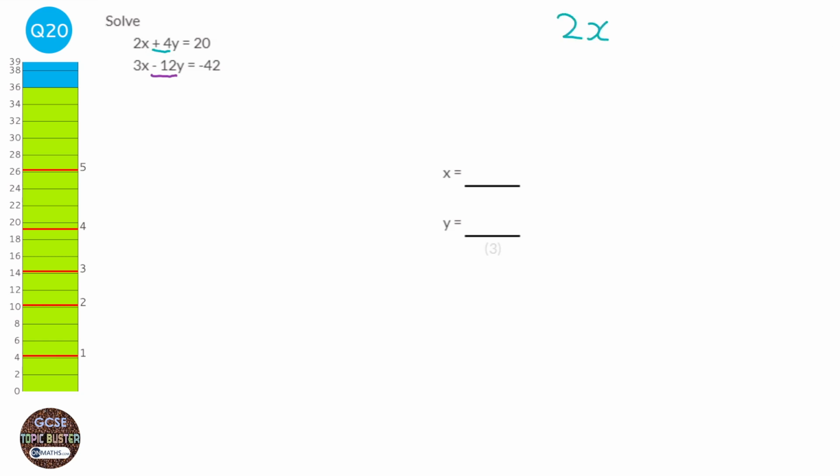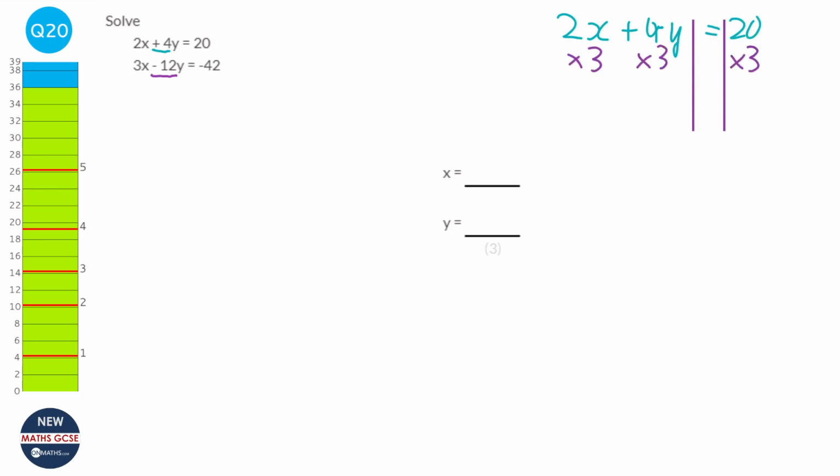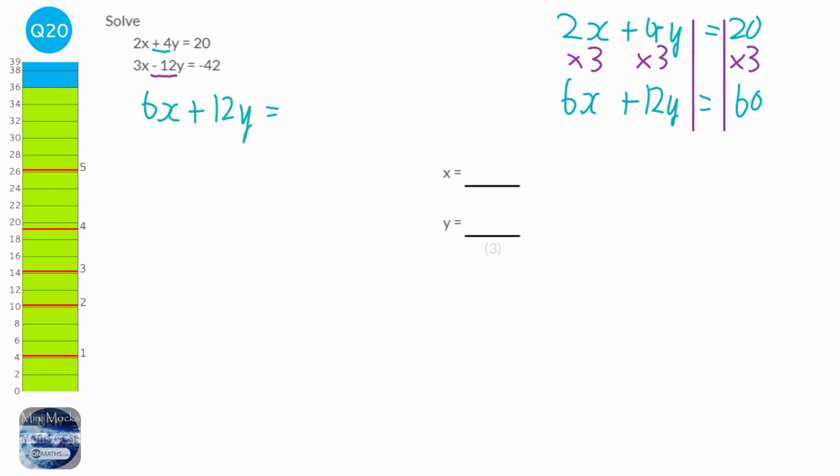So it's going to be 2x plus 4y equals 20, and we're just going to put our lines in, because what we want to do is multiply everything here by 3, and so we get 6x plus the 12y equals 60. And I'm just going to write that out again, so we can put in our simultaneous equation circles, and I'm just going to write the second equation again underneath, because simultaneous equations are all about working downwards. So I'm just going to show that with these circles here.